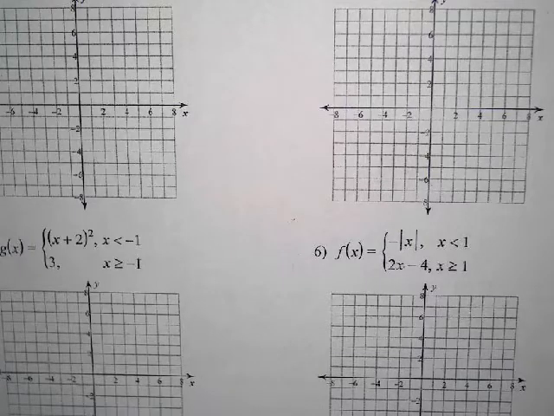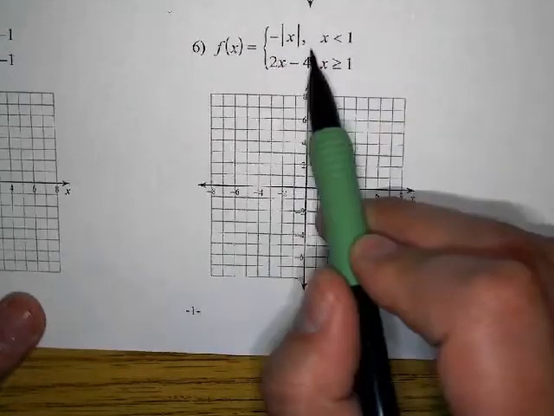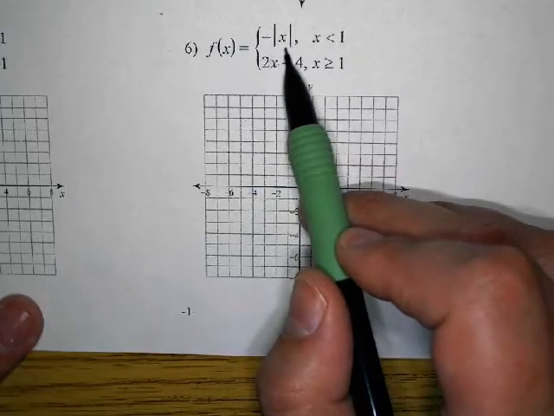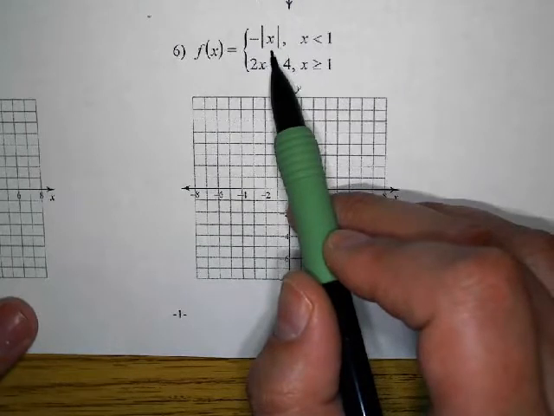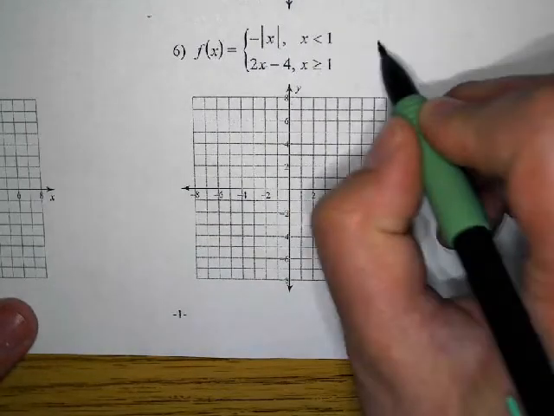Okay, let's do number 6. So for the absolute value graph, what is the vertex for the absolute value graph? 0, 0. The vertex is 0, 0. Okay.